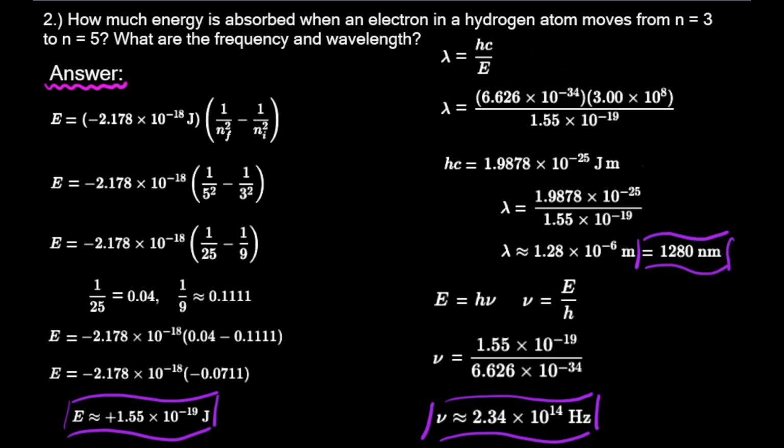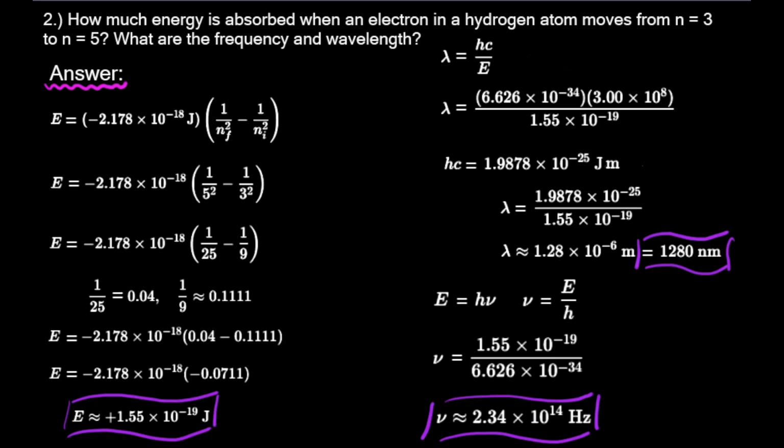When we calculate the difference, 0.04 minus 0.1111, we get a negative value of negative 0.0711. The negative signs cancel, giving us a positive value for energy, which makes sense because energy is being absorbed. That gives us a final energy of about positive 1.55 times 10 to the minus 19 joules.